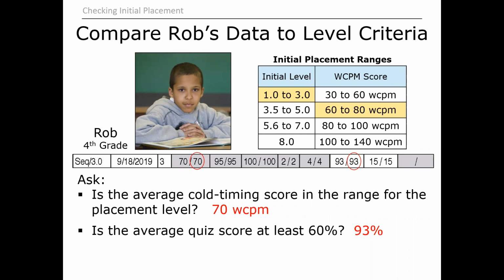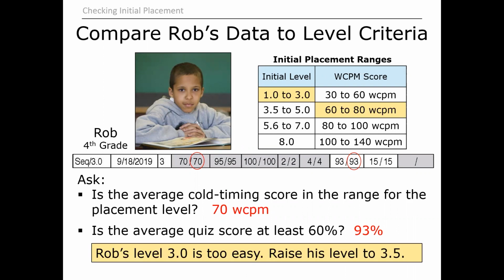So if that happened on placement day, if you gave level 3.0 to Rob on placement day, the computer would have said, nope, this isn't the right level. Try the next level up. So that's what you're going to do. Rob's level 3.0 is too easy. So you're going to raise him to the next level, which is 3.5. When you raise a level, you keep the goal the same. So that's the good news with Rob's data.